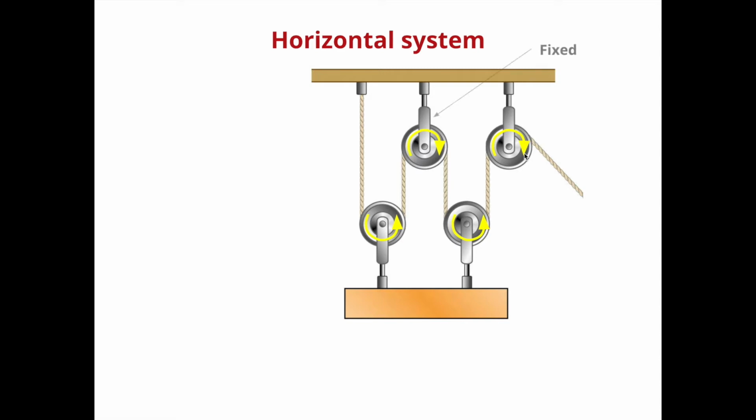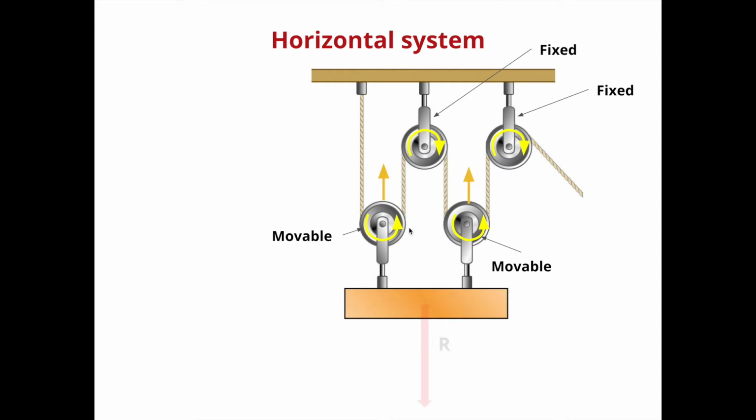Now let's see which of them are fixed or movable. In this case, this one is fixed. It is directly attached to the roof. The same happens with this one, but these ones also move up, so they are movable.